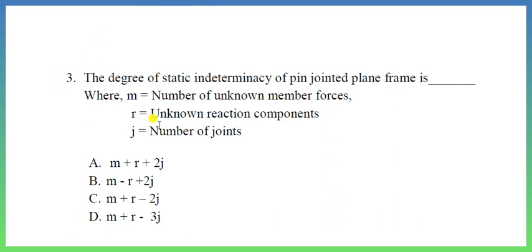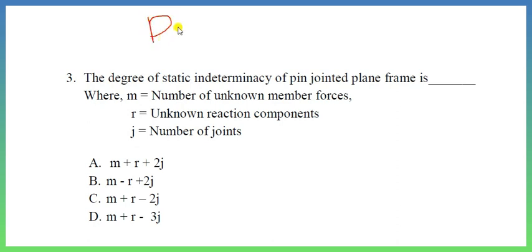Next one, the degree of static indeterminacy of a pin jointed plane frame is option A M plus R plus 2J, option B M minus R plus 2J, option C M plus R minus 2J, and option D M plus R minus 3J, where M is the number of unknown member forces, R is the unknown reaction component and J is the total number of joints. Similarly, we have to calculate the degree of indeterminacy of the pin jointed plane frame.